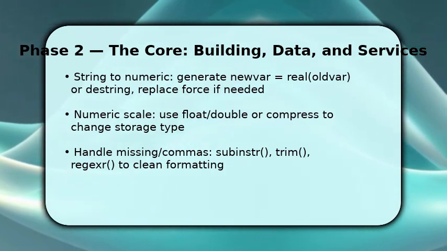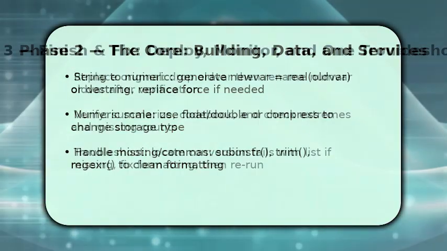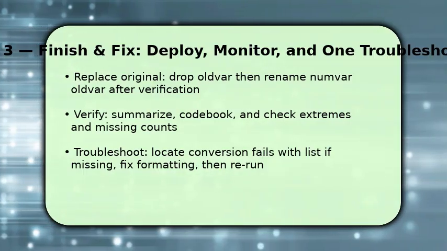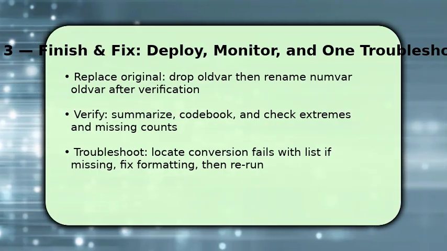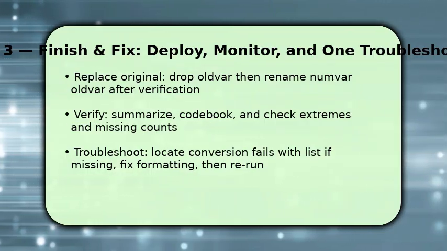You finish by swapping variables and verifying results. After confirming values match and precision is correct, drop the old variable and rename the new one to maintain scripts. Drop oldvar, rename numvar oldvar. Then run summarize and codebook to check min, max, means, and missing counts.